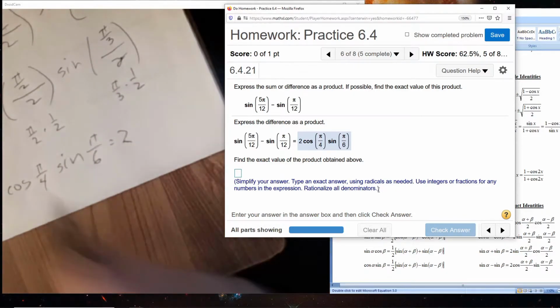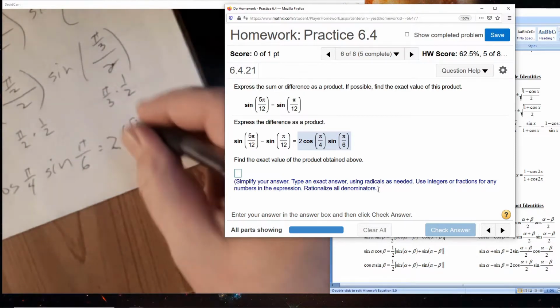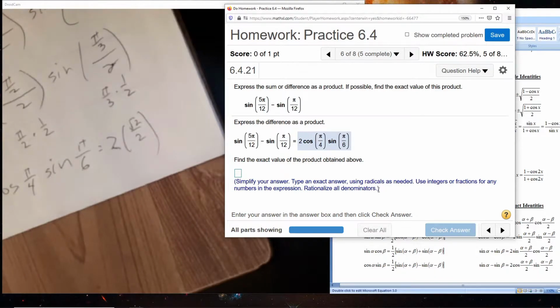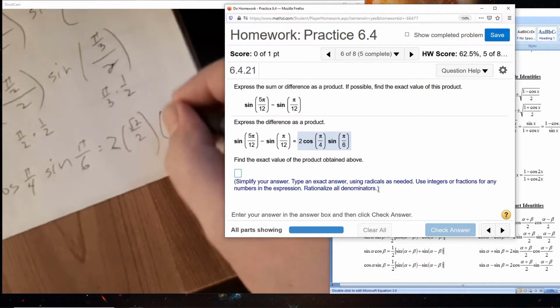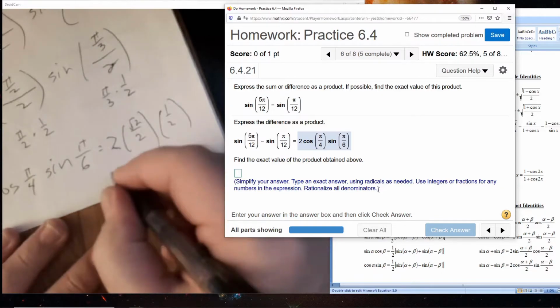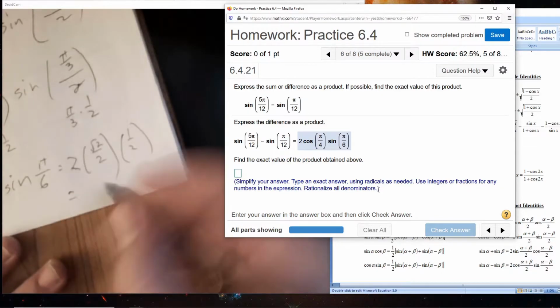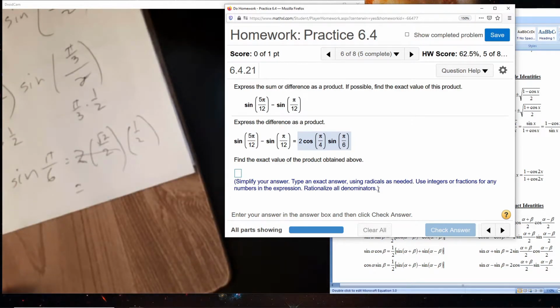So pi over 4, 45 degrees, square root of 2 over 2. And pi over 6 is 30 degrees, and that's half. And we get, the 2's will divide out, square root of 2 over 2.